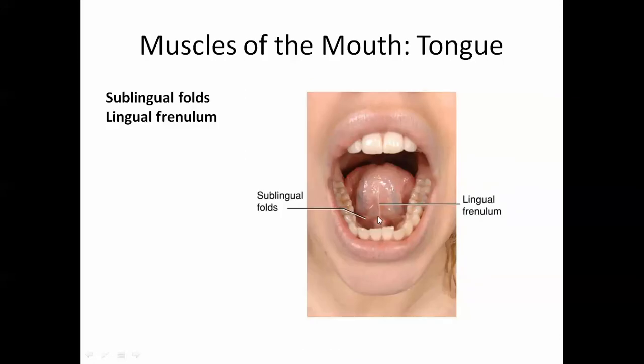Okay, here's your lingual frenulum. So you may have a patient, usually a child, that's maybe tongue-tied, and basically the lingual frenulum is still adhered farther towards the apex of the tongue to the floor of the mouth. Okay, and then here are the sublingual folds. And lingual is another word for tongue.